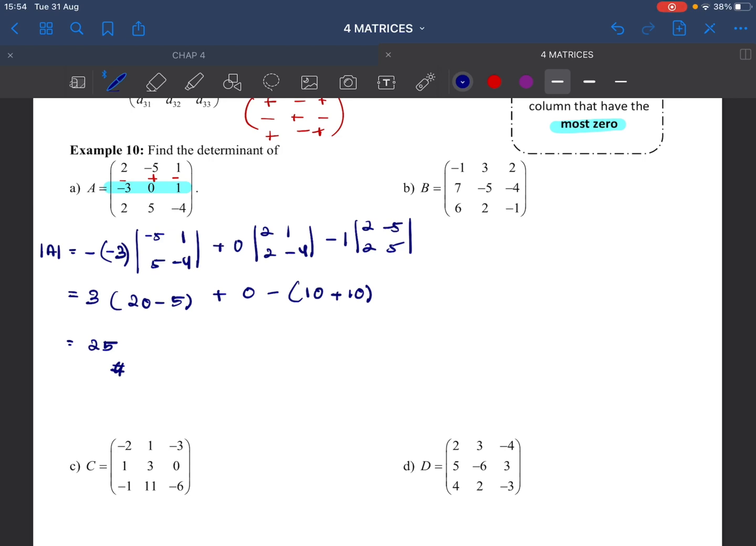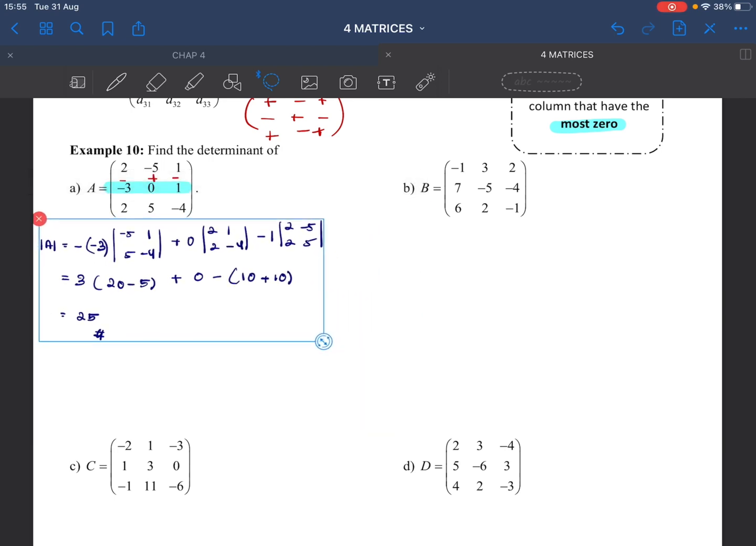Okay, so for B, let's try for B. Kecilkan sikit yang ini. Okay. So we have B, determinant of B. So kamu nak choose mana? Tak ada yang ada 0. Okay, none 0 dekat situ. So we can choose any row or any column. So let's say if I want to choose this one here. Okay, so put the entry first. We have negative 1, 3, 2. Okay, entry first, A dulu.